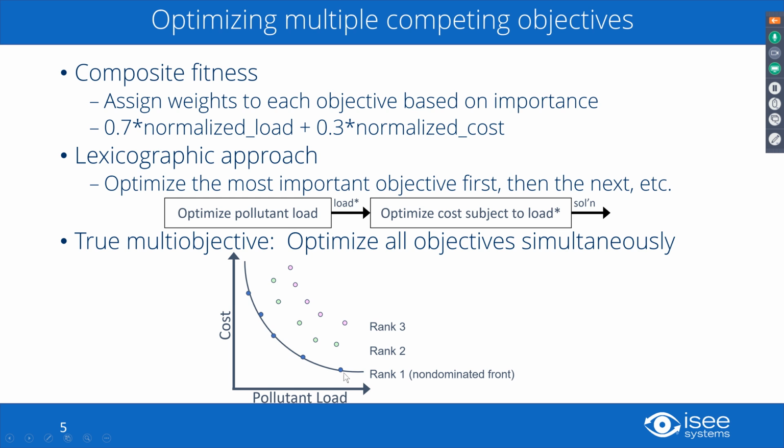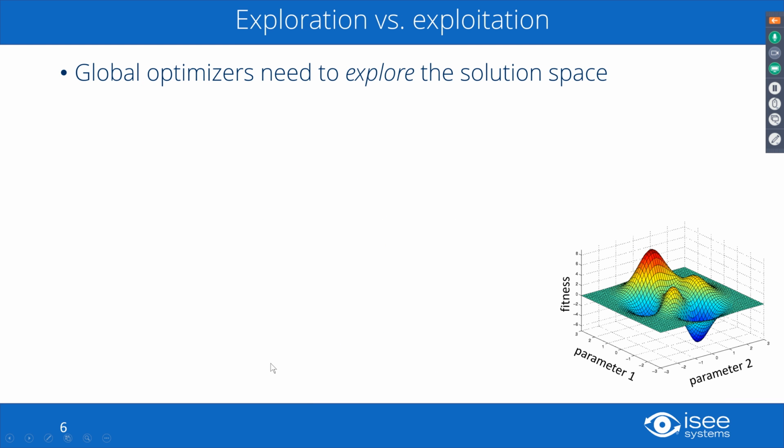And past this, we have diminishing returns in both directions. For example, as we increase cost going to the left, pollutant load is not going down very much. So we're spending a lot more to reduce pollutant load. And as we go to the right, as we increase pollutant load, it's costing us less, but it's minor, right? So there's diminishing returns on both sides.